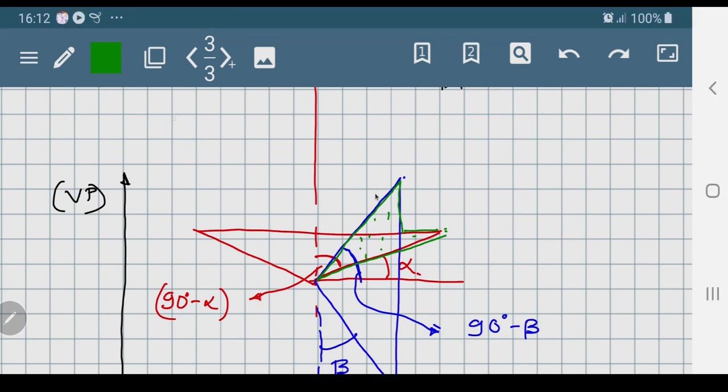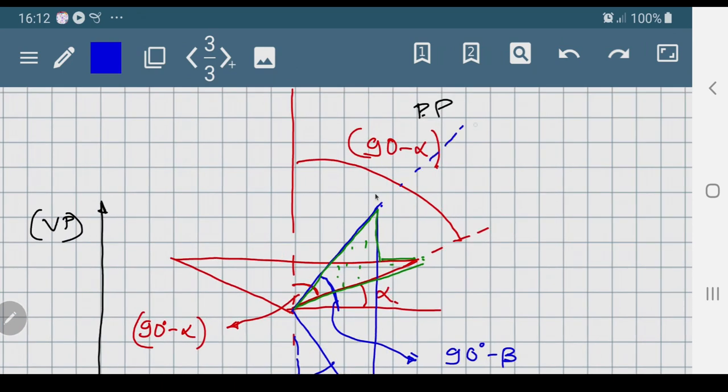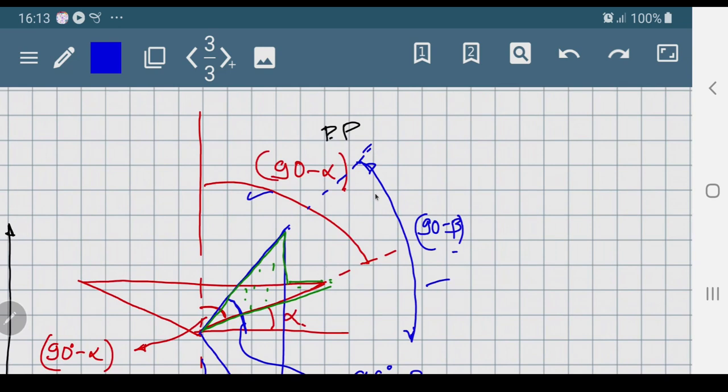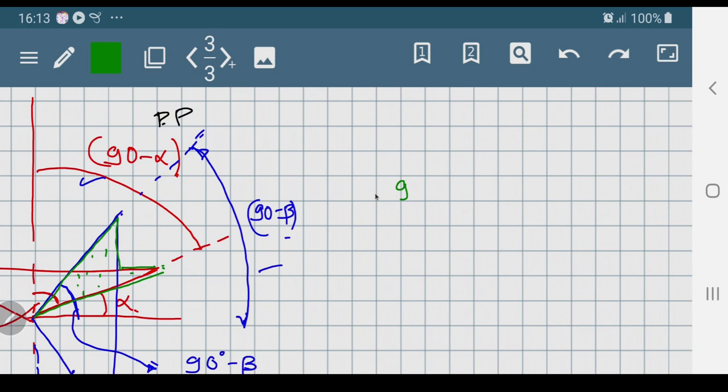Let me emphasize this. This angle was our 90 minus alpha, and this angle was our 90 minus beta. If this angle plus this angle is more than 90 degrees, then the two lines cross each other, and there is going to be intersection. So the condition for the two cones to intersect has become very simple: 90 minus alpha plus 90 minus beta should be greater than or equal to 90 degrees. This is the condition.